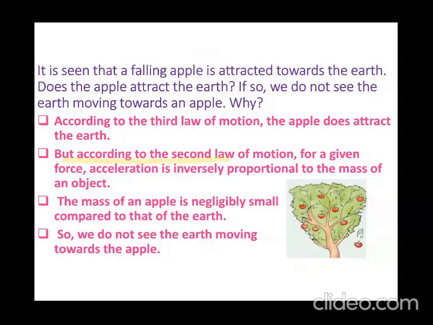According to Newton's second law, for a given force, means if force is constant, then acceleration is inversely proportional to mass. Acceleration and mass are inversely proportional. So as the mass of the apple is negligible as compared to that of earth, mass of apple is very small as compared to earth. So we do not see the earth moving towards the apple. Rather, we see the apple moving towards the earth.